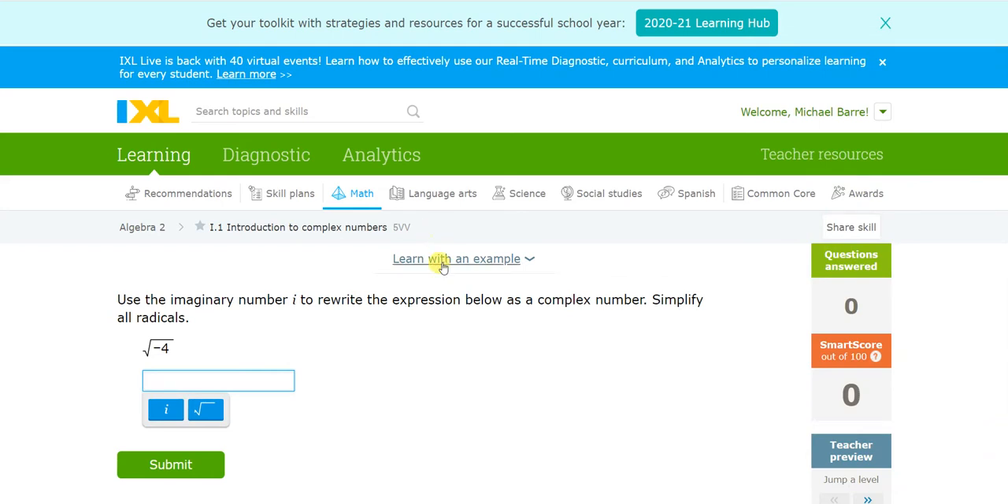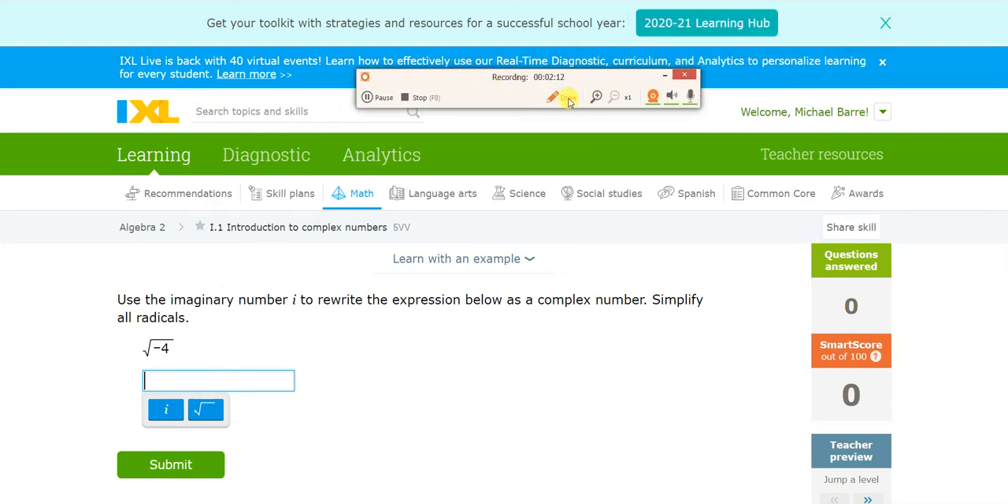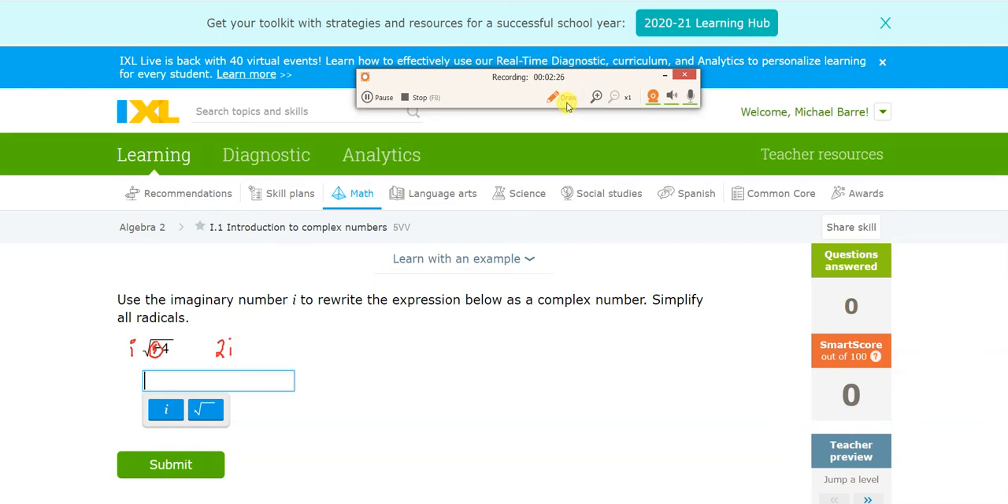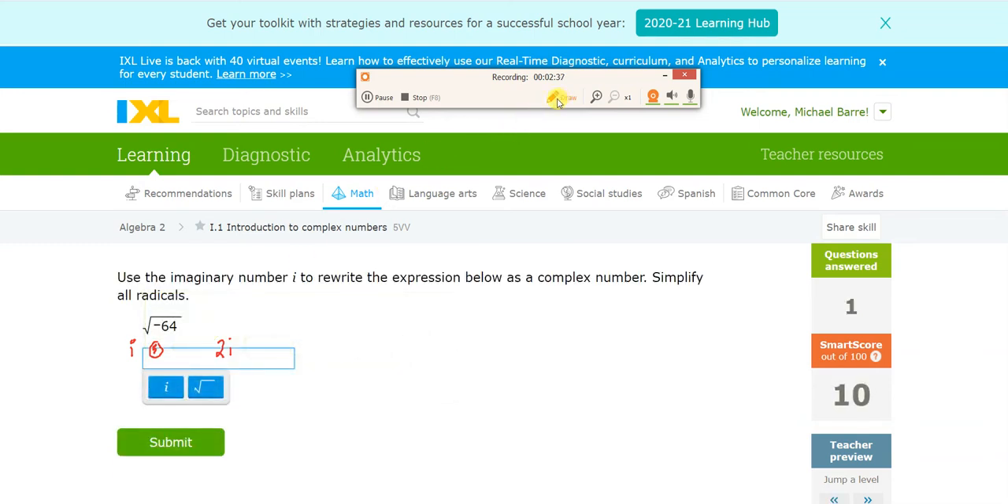Oh, this is the one we just did. All right. Let me get my drawing pad ready to go. So this guy right here, that is a sleeping i. I wake it up, and I take it outside. So it's i square root of 4, which is 2i. Okay, see this is i. That's an i right there. Square root of 64. Square root of 64 is 8, so it's 8i.